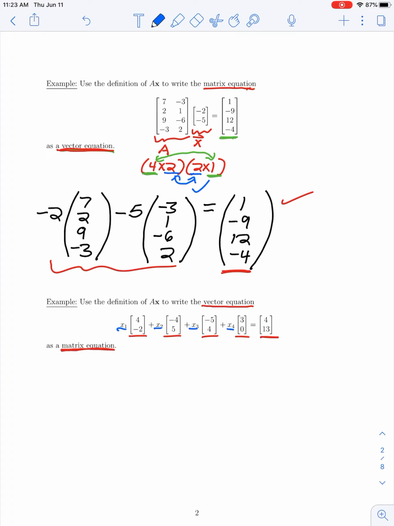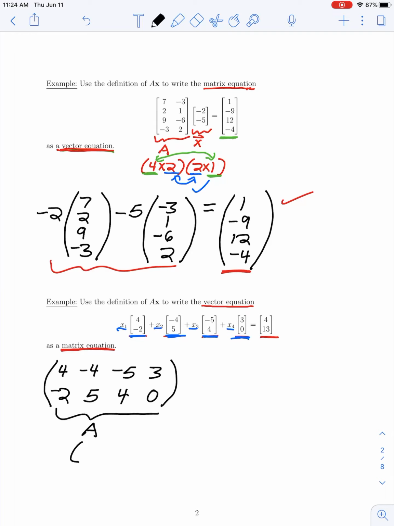So we're going to be looking at a matrix A that has 4 columns, and the columns are given by these vectors within our linear combination. So let's take those 4 vectors and make them the columns of a matrix. For our first column, we're going to have 4, -2. For our second column, we have -4, 5. For the third column, -5, 4. And for our fourth column, the vector 3, 0. So this is our matrix A, which is a 2 by 4 matrix.